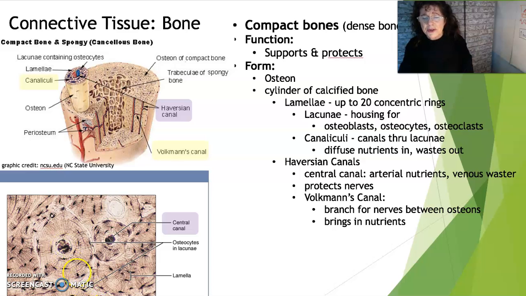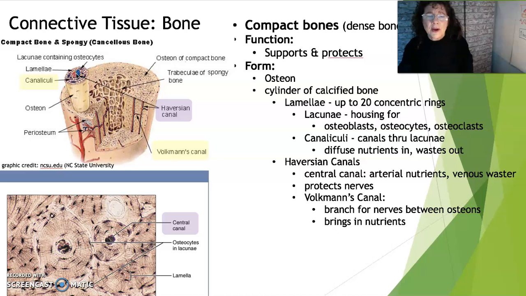When they move from the matrix toward the center of the osteon, they are moving towards what's called the Haversian canals. The Haversian canals cut through the middle of the osteon. You'll see them right here. They go parallel with the cylinder of the osteon, and the Haversian canals carry the arterial blood vessel and the venous blood vessel, along with nerves up and through the osteon.